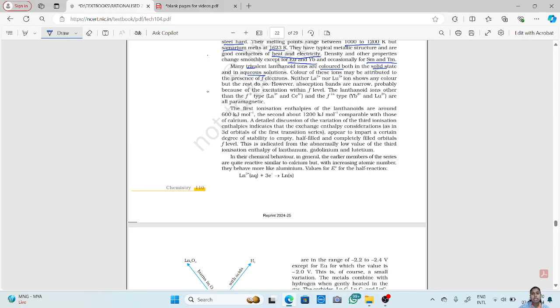Now, the color of these ions may be attributed to the presence of f electrons. Because of their trivalent ions, they show colors, and this color is basically because of the presence of f electrons. Neither La3+ nor Lu3+ ions show any color, but the rest do. So here also there is an exception. Lanthanum, that is La3+, and lutetium, that is Lu3+, both of them don't show color. So except for these two, all the other elements show color.